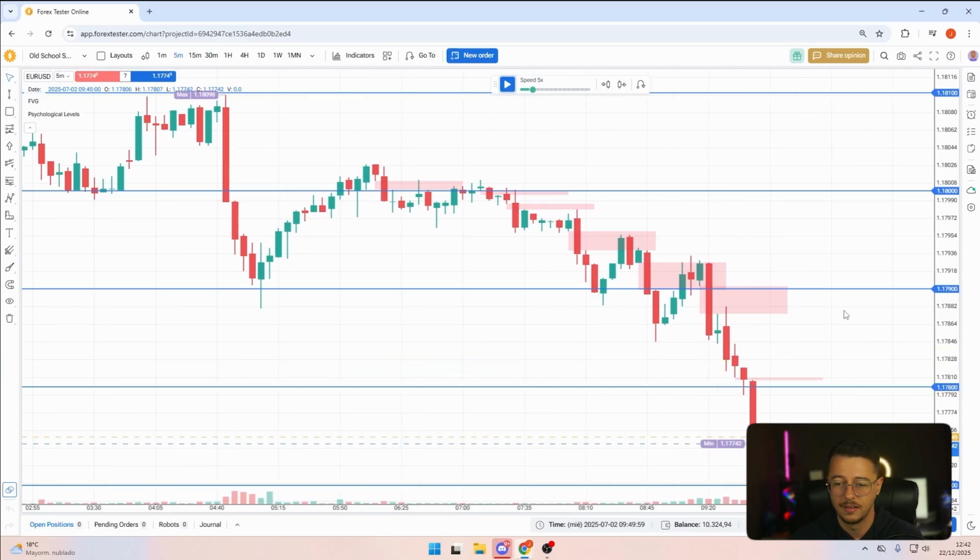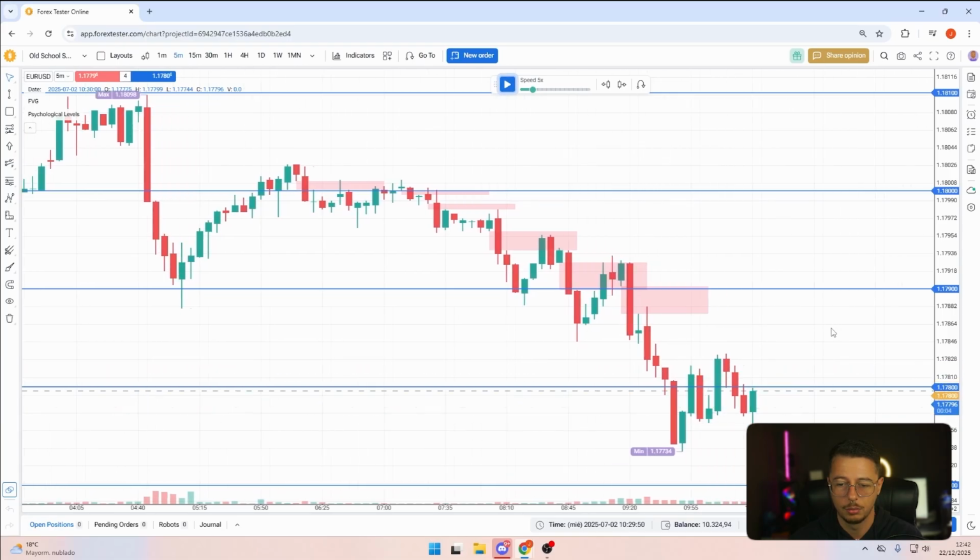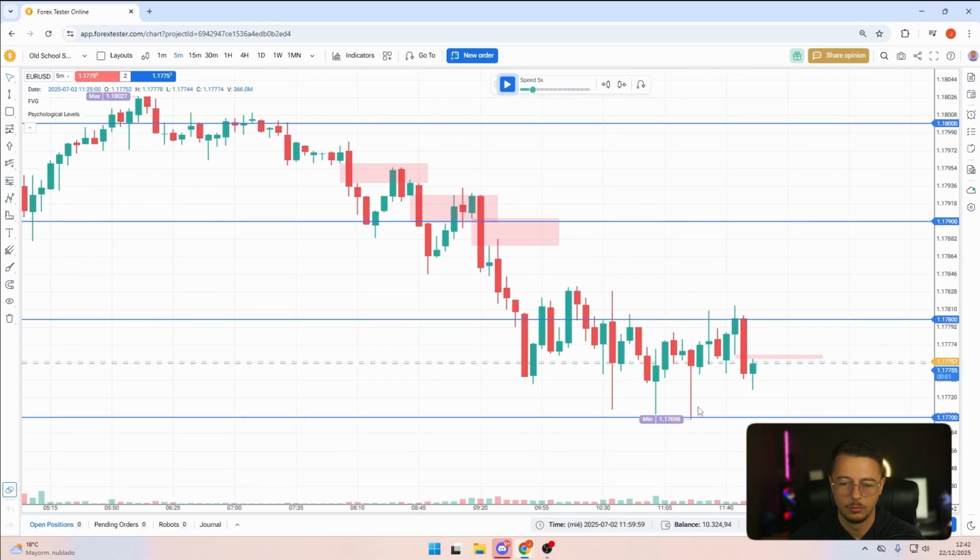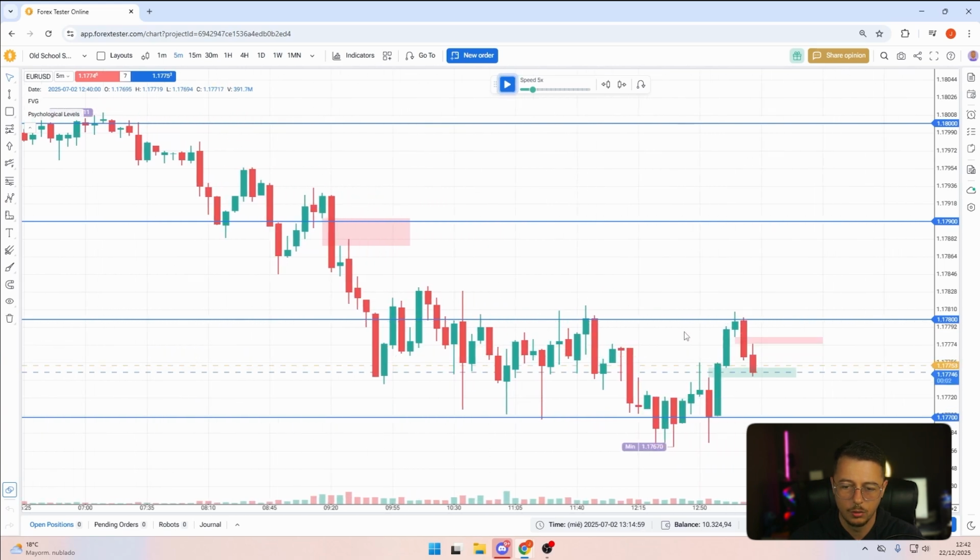Now we could enter in this level just here. So let's see if the price comes up. See, it validated this level here. We won't be entering in this one because obviously we don't have any fair value gaps. So let's see what the price does.